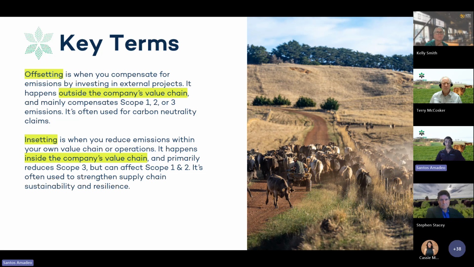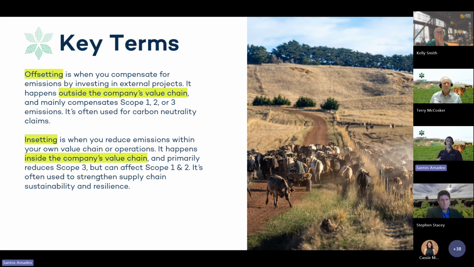Offsetting is compensating for emissions by investing in external projects. So again, using McDonald's as an example, if they bought carbon credits from mangrove restoration in Madagascar, that would be way outside of their supply chain. They buy those credits to be carbon neutral.